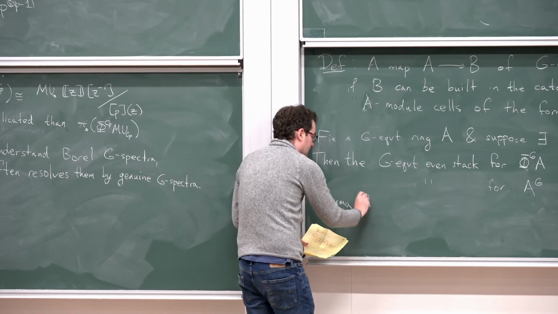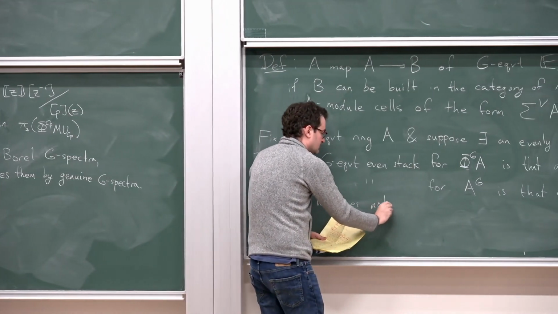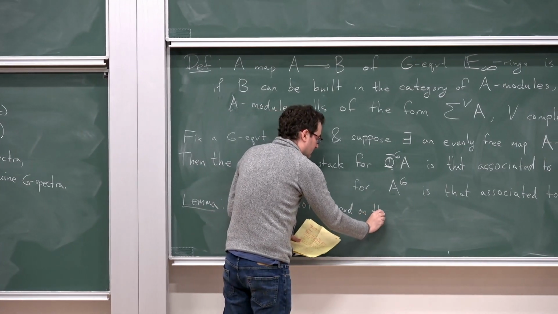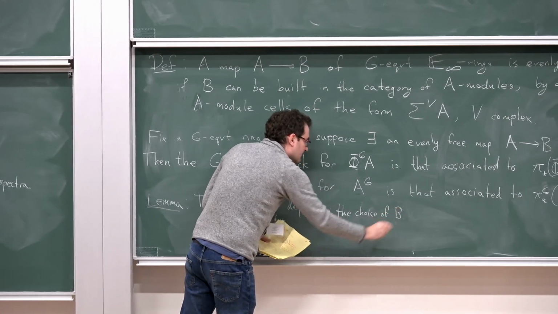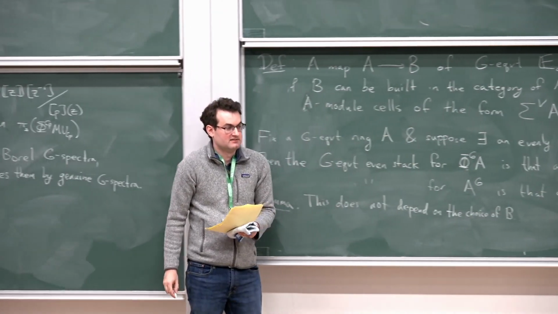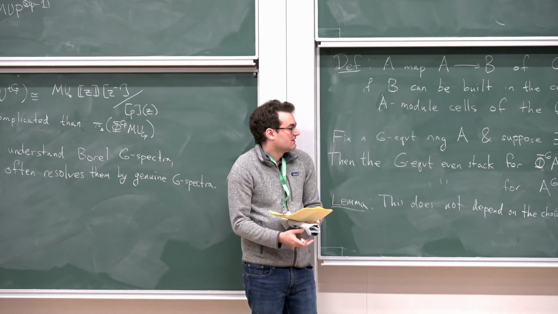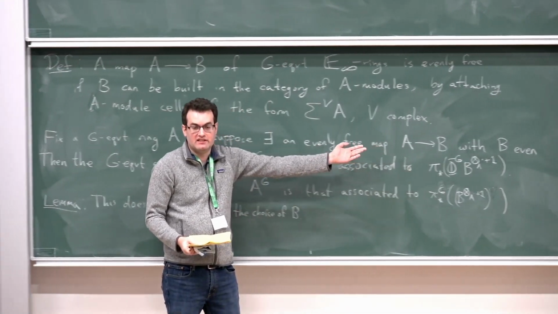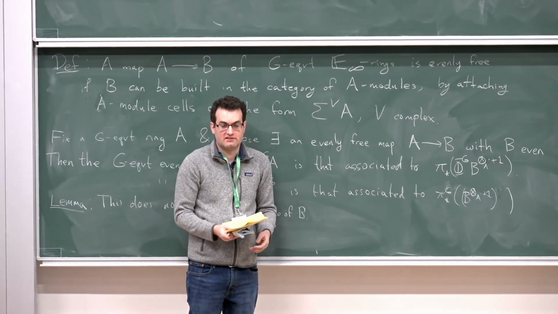that this does not depend on the choice of B. This is an invariant of A. I'm just assuming there exists some A to B map with B even, but the claim is that these stacks do not depend on that choice.